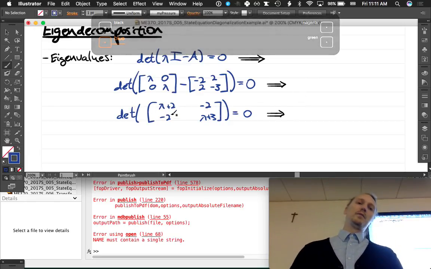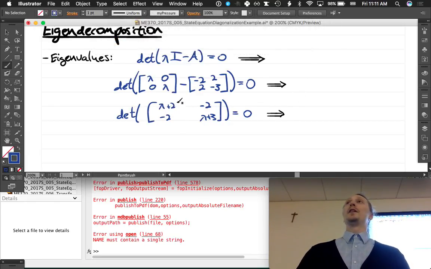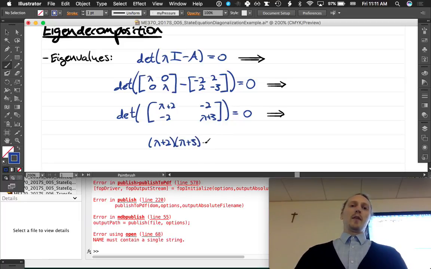Recall that for a 2 by 2, it's very easy to compute. This term multiplied by this term, and subtract this term multiplied by this term. So we have lambda plus 2 times lambda plus 3, and we have minus what? Negative 2 times negative 2. So 4. Very good. Equals 0.